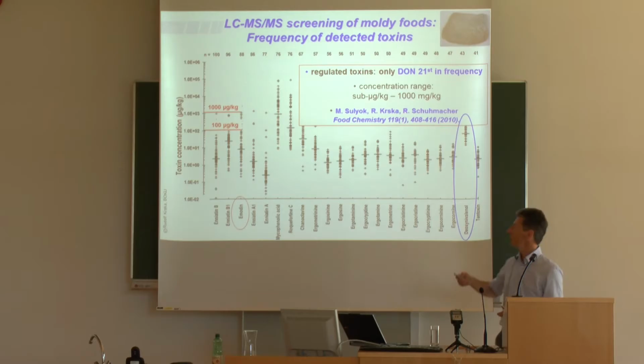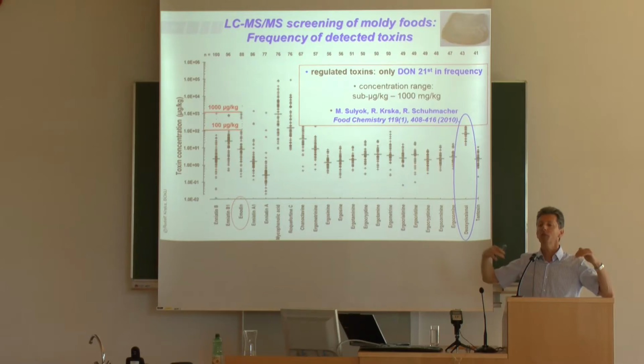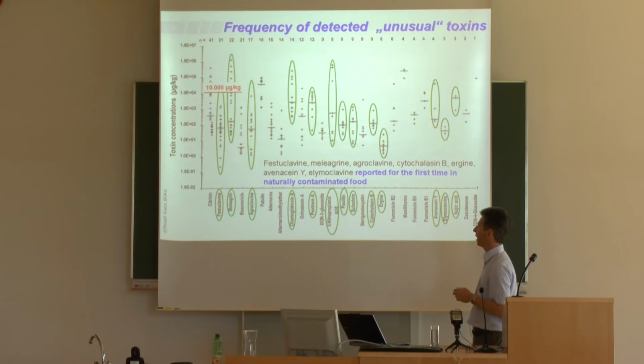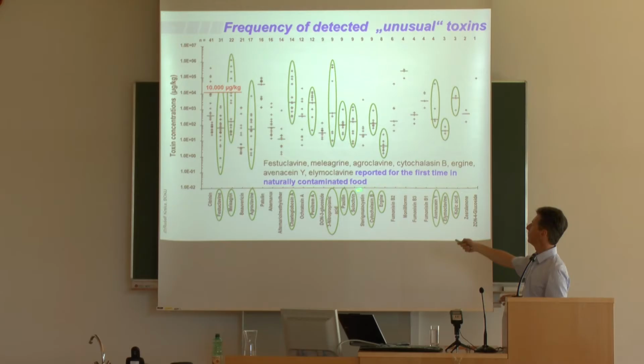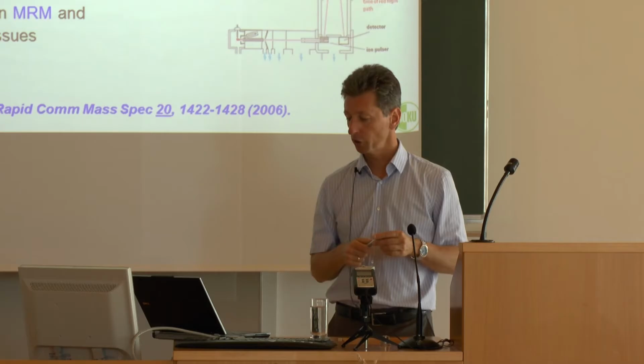What is quite interesting to see is that the first regulated toxin on the list, deoxynivalenol, was only the 21st in frequency of all the toxins which we found. So an interesting finding, which is also in line with what Gerd Schatzmayr said before, also with a high frequency of unusual toxins. We have also reported for the first time in naturally contaminated foods, meleagrin, agroclavine, ergot alkaloids, and other exotic metabolites, which have not even been properly checked for toxicology yet.